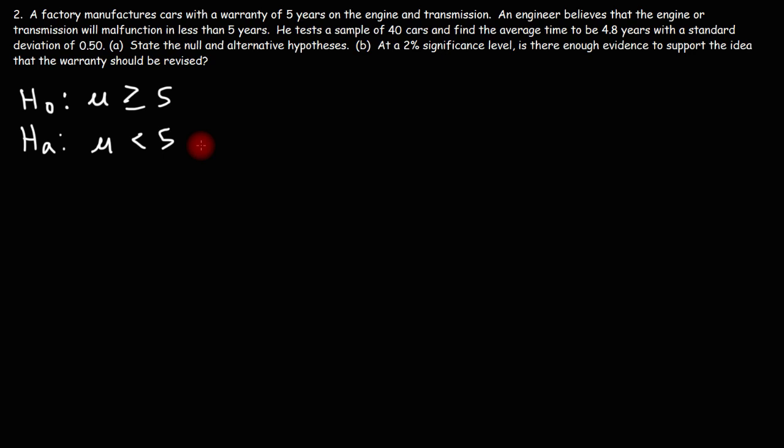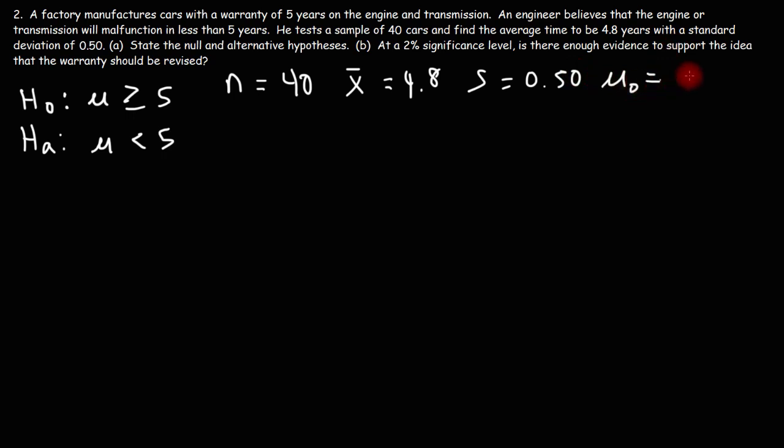At a 2% significance level, is there enough evidence to support the idea that the warranty should be revised? What would you say? Well, let's write down what we know. The sample size is 40. The sample mean is 4.8 years. And the sample standard deviation is 0.5. And the mean for the null hypothesis, let's call it mu naught, that's going to be 5. Now the significance level, alpha, is 2% or 0.02, which means the confidence level must be 0.98 or 98%.